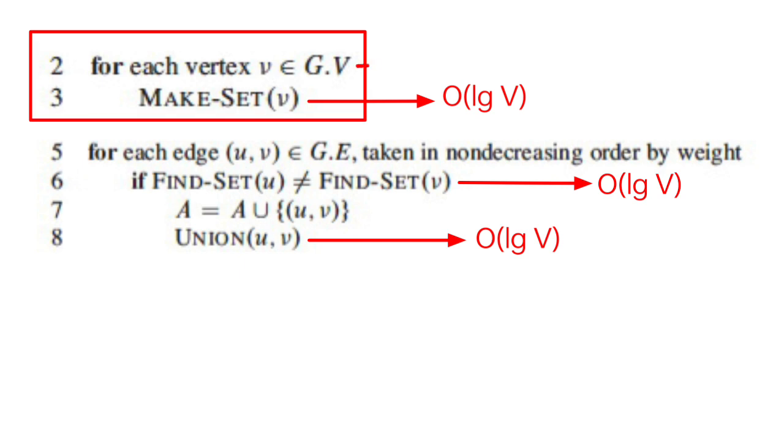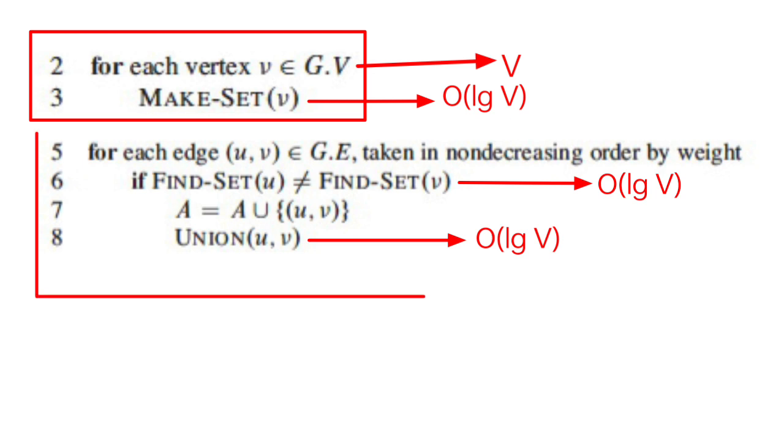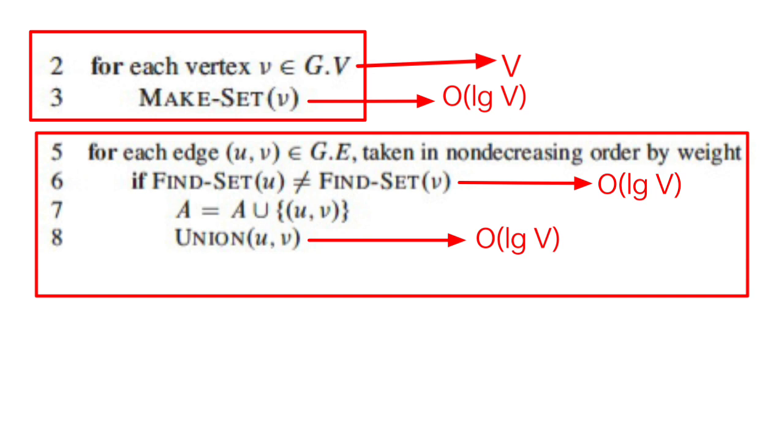The for loop here runs V times and hence the makeset function is executed V times. Now let's consider the second code segment. The for loop here runs E times and hence the findset and union functions are called E times. So if you try to combine the time complexities of the makeset, findset and union functions, you will get a total of O((V plus E) log V).